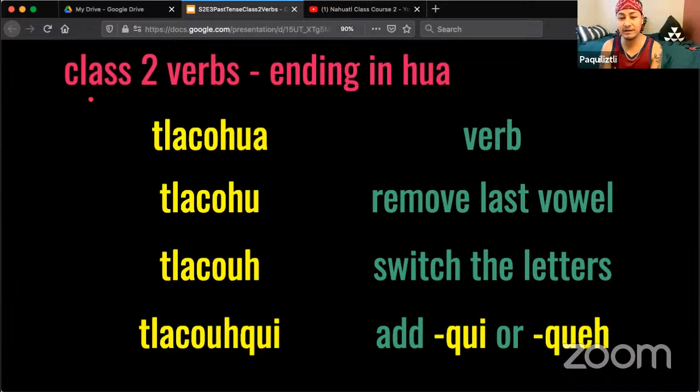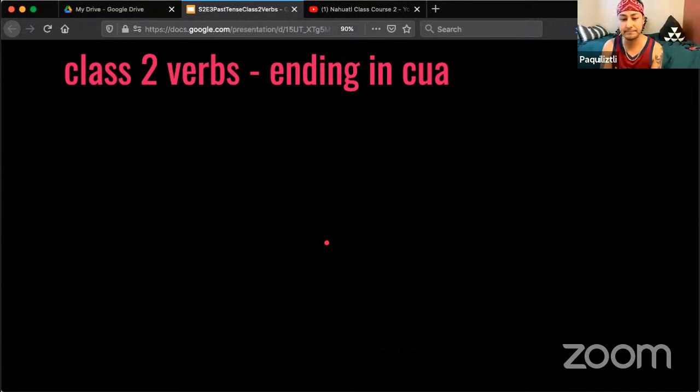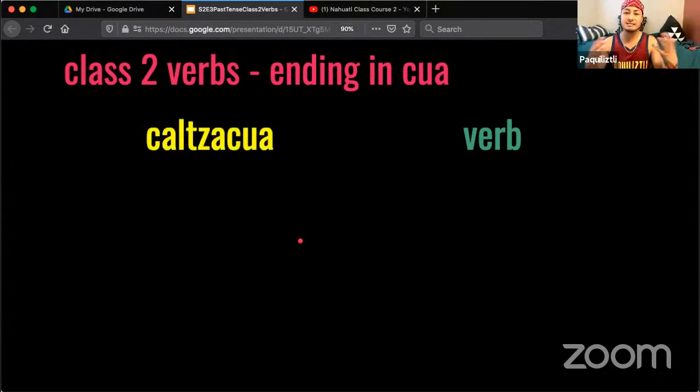So it has to be class 2 and in HUA. Okay, then there's other verbs that end in CUA. These are verbs like caltzacua. Okay, to close a house down, or to lock up a house, or to close the door.